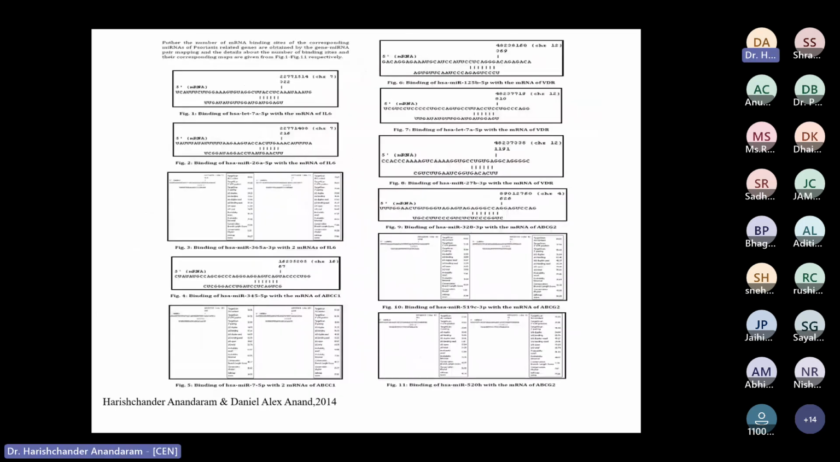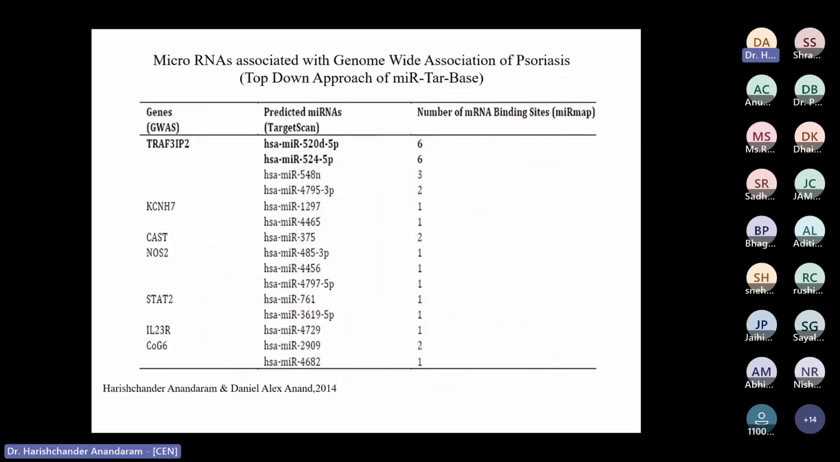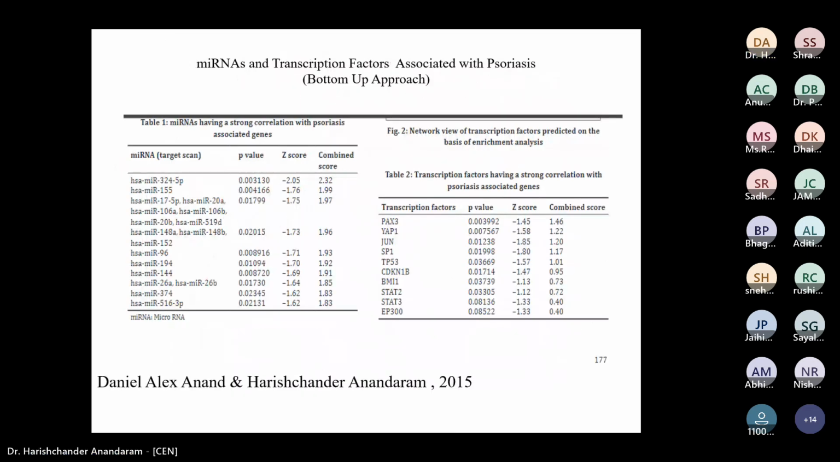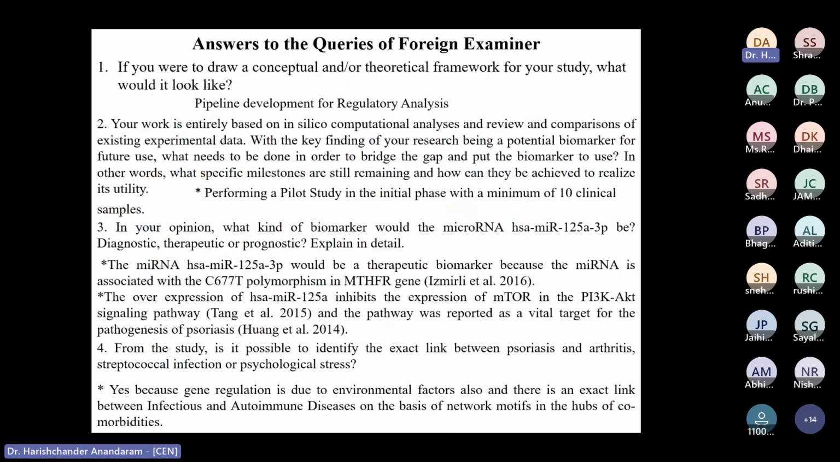And these are the miRMap results, that is the binding site association and the number of binding sites associated with the RNAs, and all those models were analyzed. And then the queries from the foreign examiner, like: this looks like a computational study, will it help? Because when we were starting the study, there was no proper pipeline, one or two were there, but we have developed this pipeline for regulatory analysis, and already it is cited by many papers, and a lot of work is going on, and the sample size is less. And how are you going to extend it? We'll need to do it for 10 samples, because we have done it for only 3.